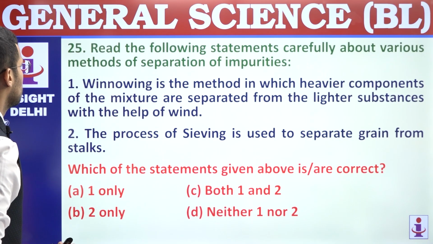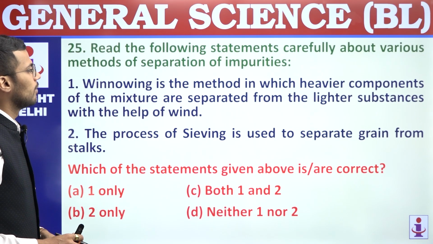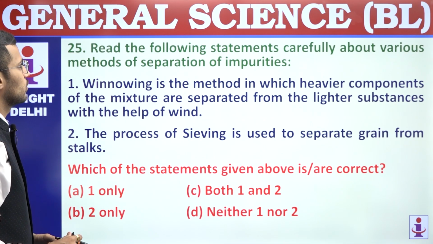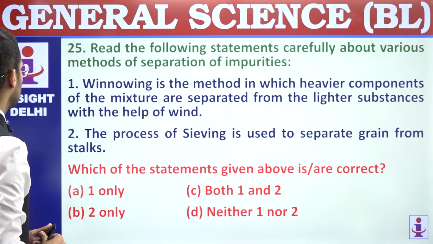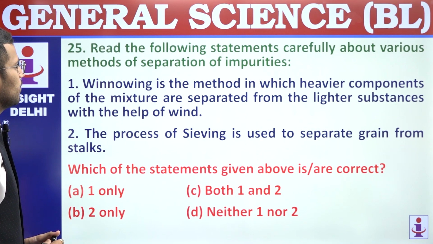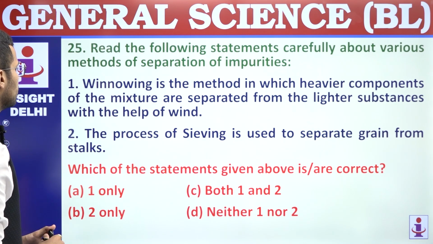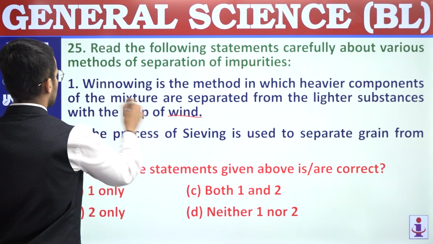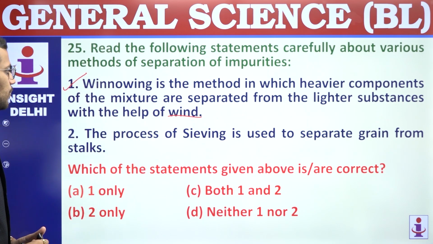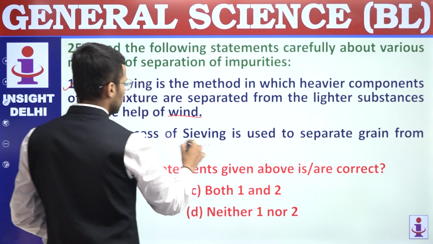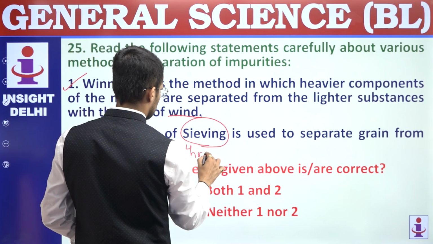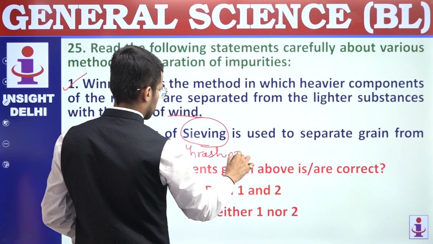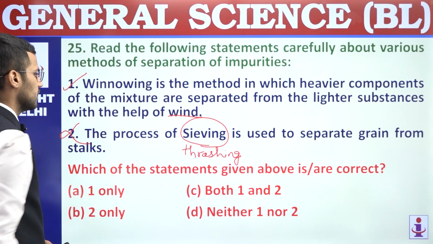Next, 25. Read the following statements carefully about various methods of separation of impurities. First, winnowing is the method in which heavier components of the mixture are separated from the lighter substances with the help of wind. Correct statement. Second, the process of sieving is used to separate grain from stalk. So it is not sieving, it should be threshing. Right? So second statement is incorrect.